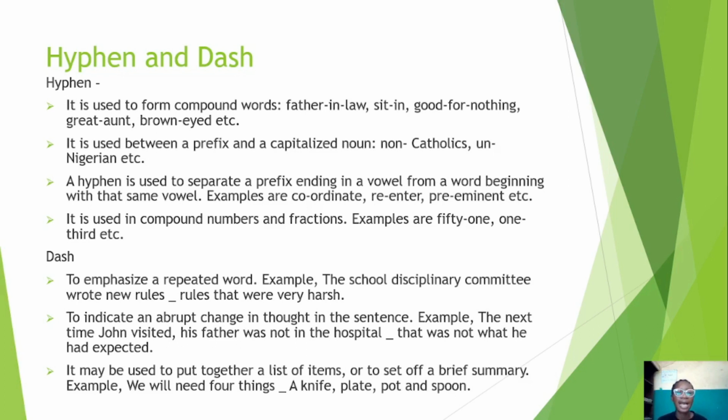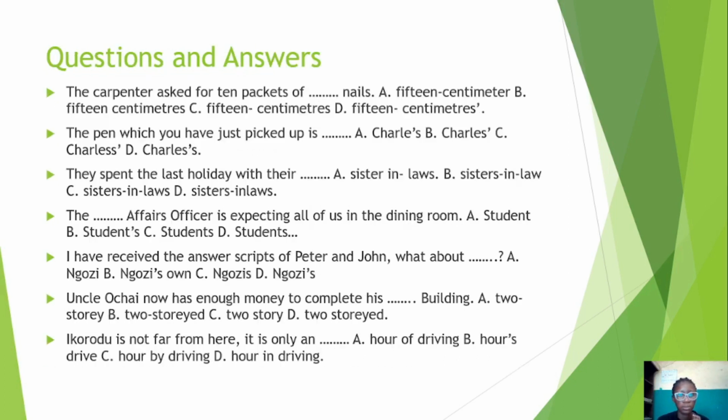We also use dash to put together a list of items or to set up a brief summary. For example, we will need four things, a dash, and then we have a knife, plate, pot, and spoon. So now, having learned these punctuation marks, we are going to answer these questions.